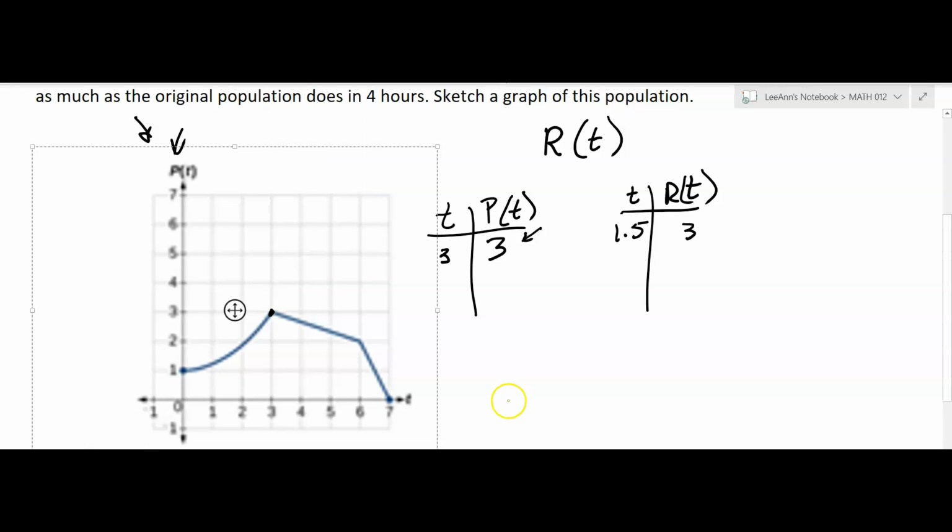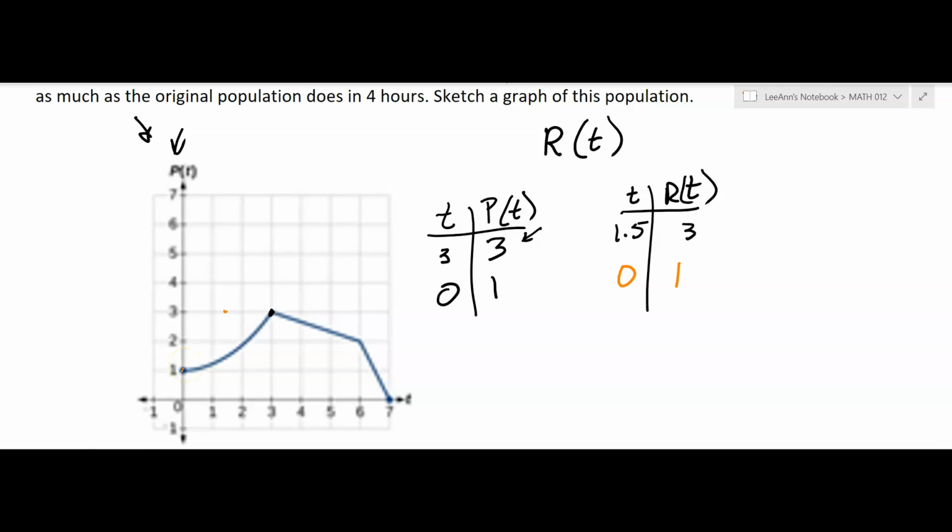So it's compressing. Compressing to half the amount of time, okay, because it's growing faster. All right. What happens at the point 0? When the time is 0, you have a population of 1. Well, that's going to stay the same. Okay, so at 0, you're still starting with 1. So that point's going to stay the same.